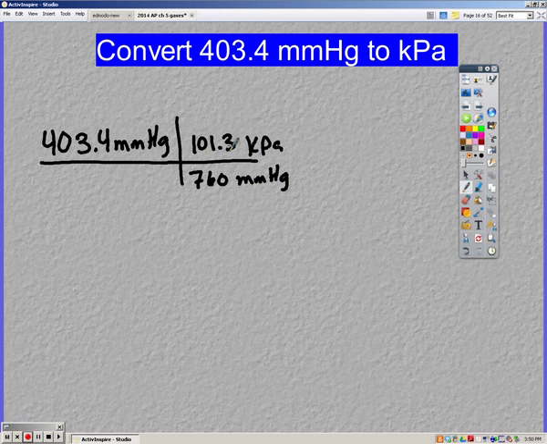760 always goes with millimeters of mercury, and 101.3 goes with kPa. Multiplying and dividing, we get 53.8 kPa.